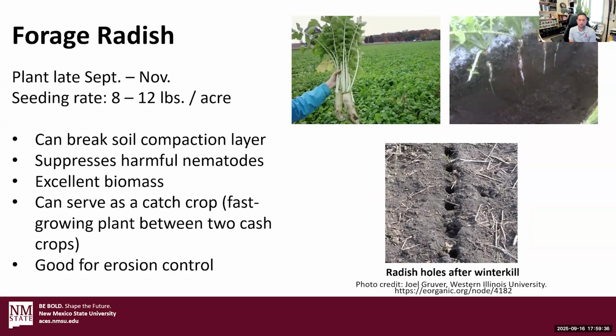And then the next one, the final one for our cold season cover crop, is forage radish. You can see this between 8 to 12 pounds per acre. So you can see up here on the top pictures, this top right-hand picture, it can break soil compaction. It can break that soil layer. That radish can penetrate right through, and you can even see it leaves these holes after a winter kill on the bottom here. That's how strong these radishes are, and it can break that compact soil.